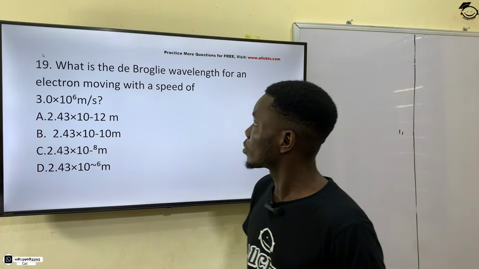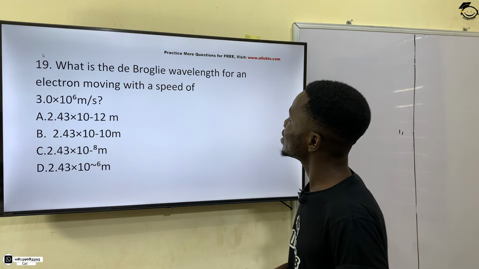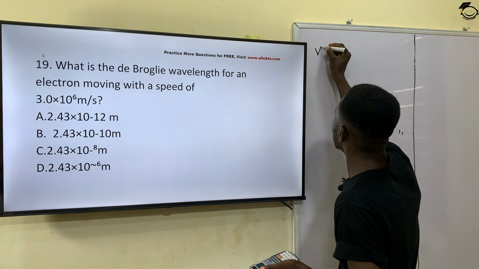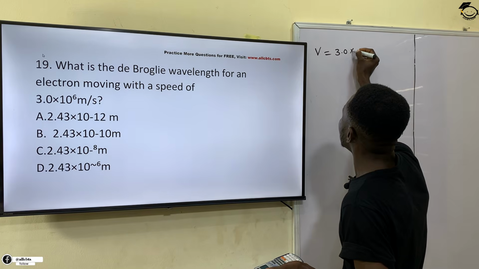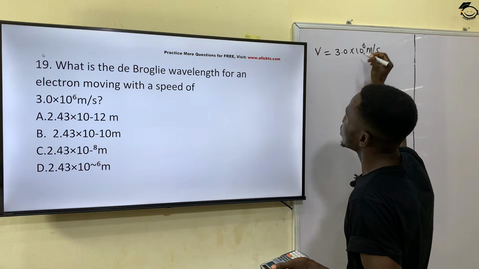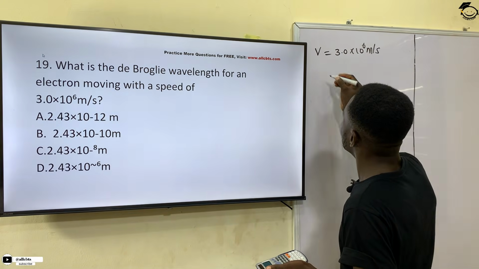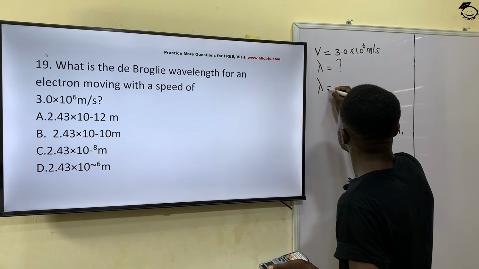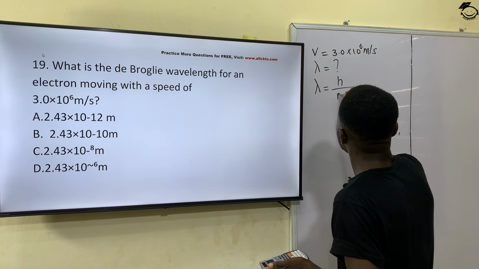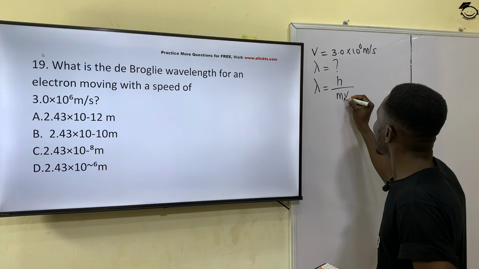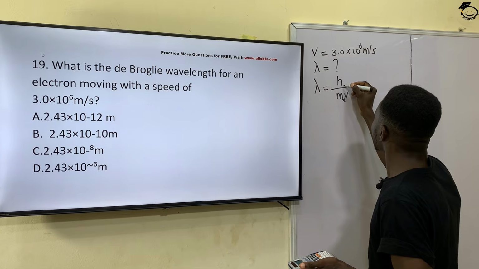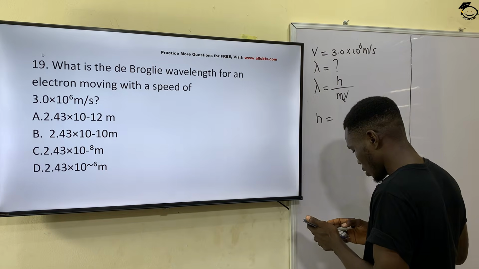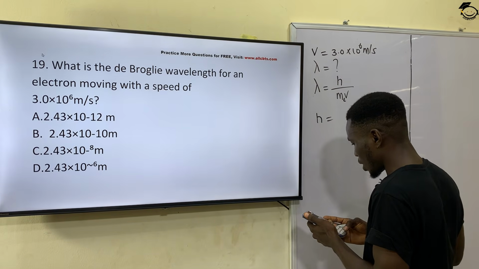Moving on to the next question. Question number 19 says, what is the de Broglie's wavelength for an electron moving with a speed of 3.0 times 10 raised to power 6 meter per second? We are to find the de Broglie's wavelength, which we do not know. We know that de Broglie's wavelength is equal to h over mv. Our m here is the mass of the electron, and h is a constant.